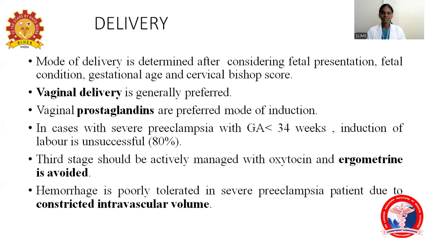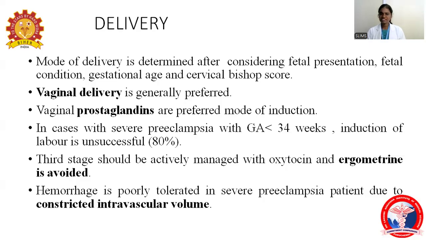On the delivery part, mode of delivery is determined after considering fetal presentation, fetal condition, gestation age, and cervical Bishop score. Vaginal delivery is usually preferred. Prostaglandins we can use for induction. In cases of severe preeclampsia with gestation less than 34 weeks, induction of labor is unsuccessful in about 80% of cases. Third stage should be actively managed with oxytocin, and ergometrine should be avoided.